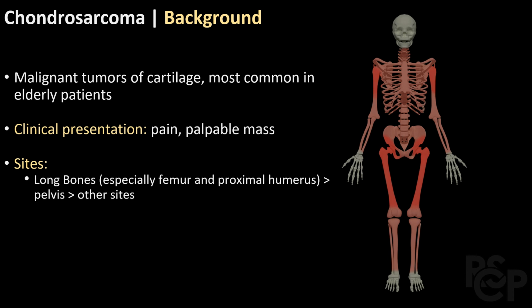It's most commonly seen in the long bones, so those are a bit darker red on the picture. You can see it in the femur and the proximal humerus quite commonly, but you can also see it in the pelvis as well as other sites, including the ribs, spine, scapula, sternum, and then the head and neck as well.